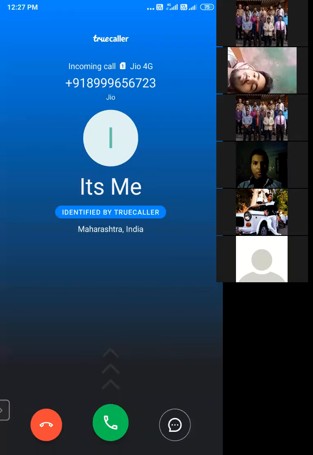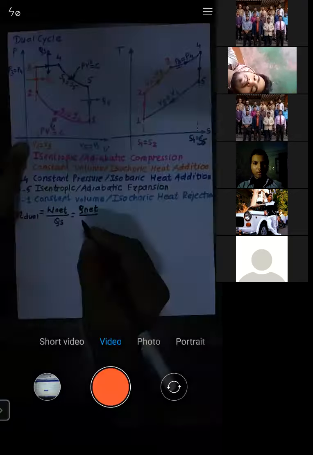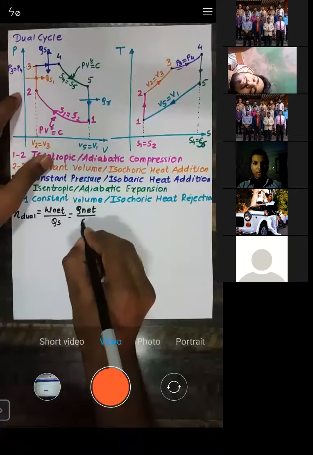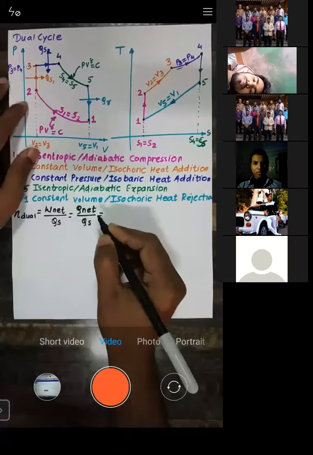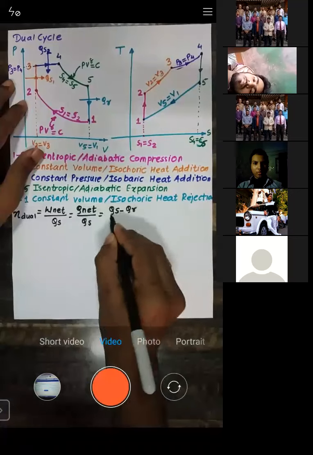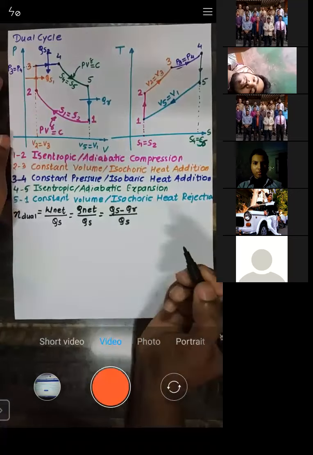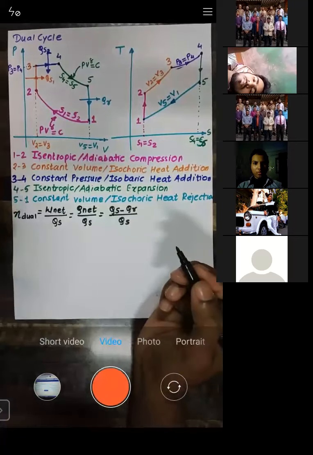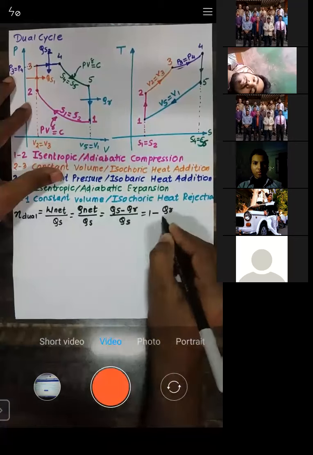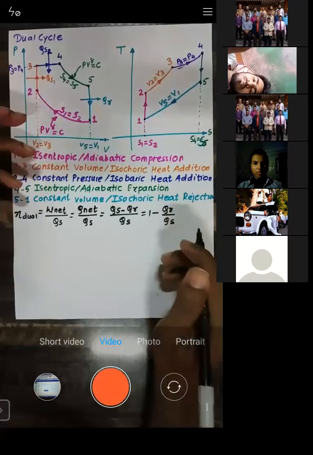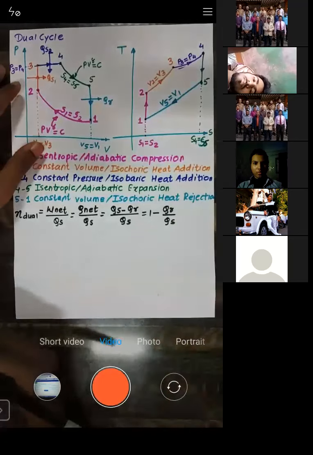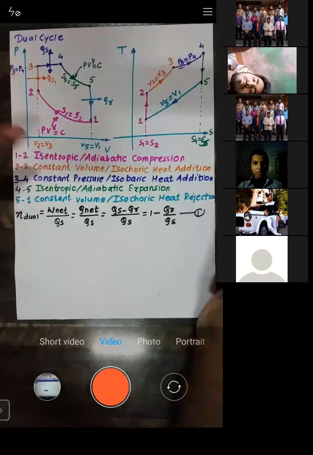Net heat transfer is equal to net work transfer, or net work transfer is equal to net heat transfer. I have just written that down. Now see here, what is net heat? It's heat supplied minus heat rejected upon heat supplied. So what you will get here is 1 minus heat rejected upon heat supplied. It is the same formula we have written for the Otto cycle and the diesel cycle. You can go through that formula also. Let me write this down as equation number 1.